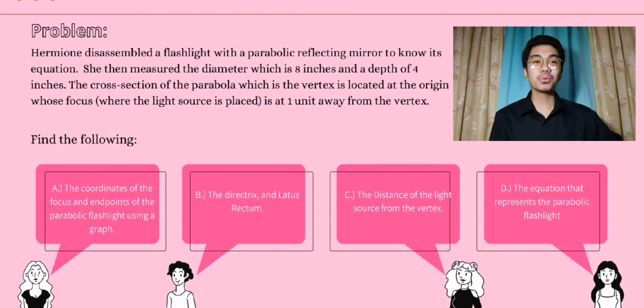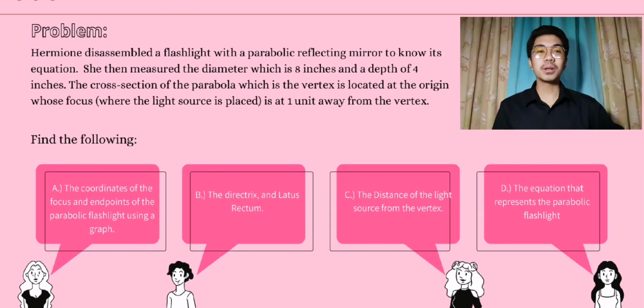So here we have the word problem. Hermione disassembled a flashlight with a parabolic reflecting mirror to know its equation. She then measured the diameter, which is 8 inches, and a depth of 4 inches. The cross-section of the parabola, which is the vertex, is located at the origin, whose focus, or where the light source is placed, is at 1 unit away from the vertex.